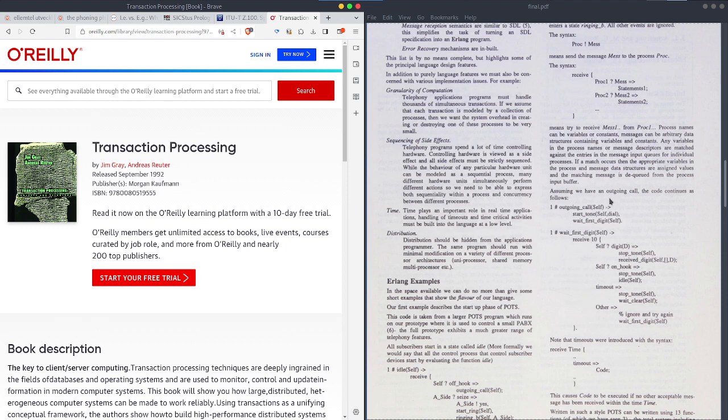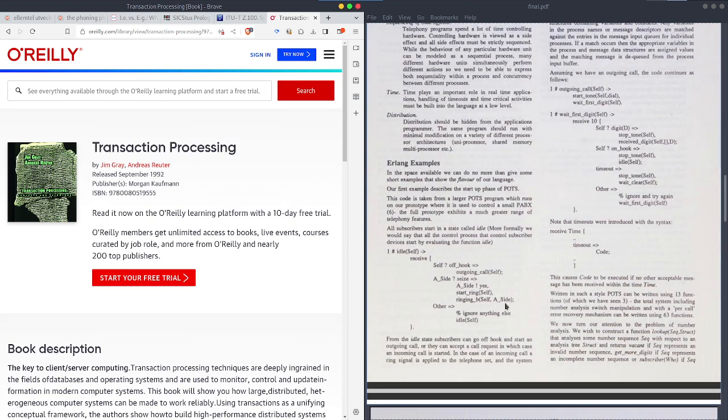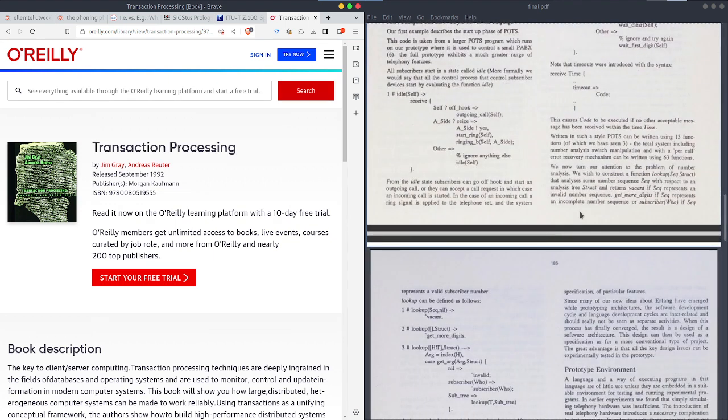Okay, so we have the description of the step, I guess. Outgoing call. Okay, so this one is this one here. Wait first. Okay, this one will go there. Wait clear. Wait clear. We don't have it. Idle, come back to idle. Save digit. Okay. Note that timeouts were introduced with the syntax receive timeouts code. Yeah, okay. This causes code to be executed if no other acceptable message has been received within the time.